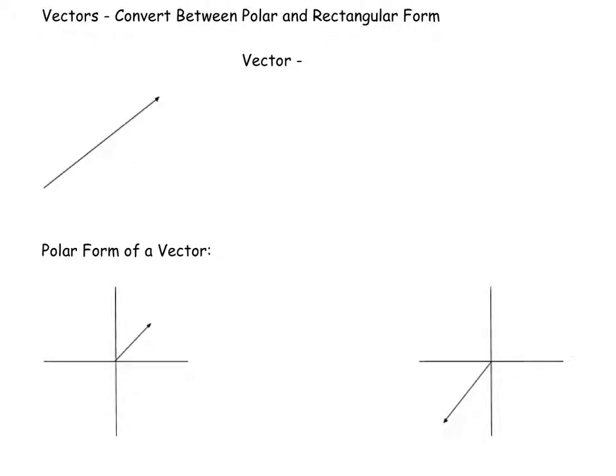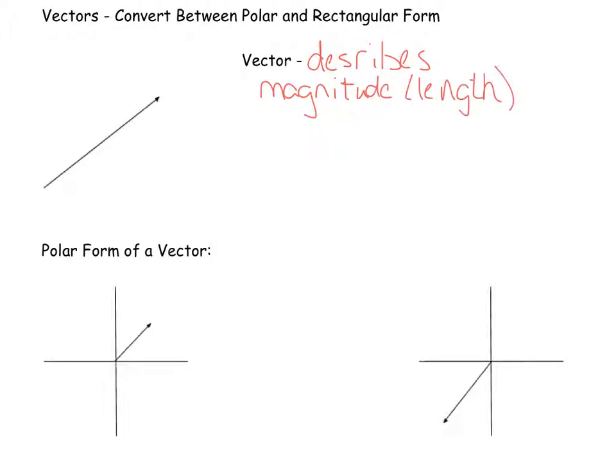So we're going to learn about vectors, and we're going to see how what we know in trig applies to vectors. A vector does two things. A vector describes a magnitude, which we are going to understand as a length, and a direction. A vector has magnitude or length and direction.